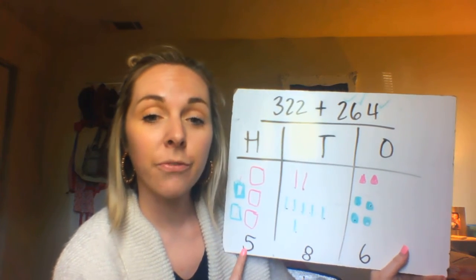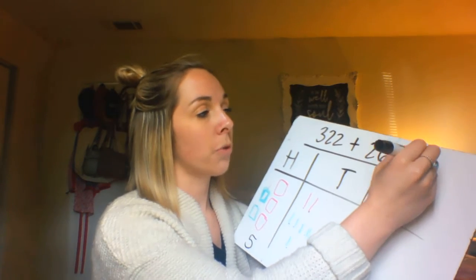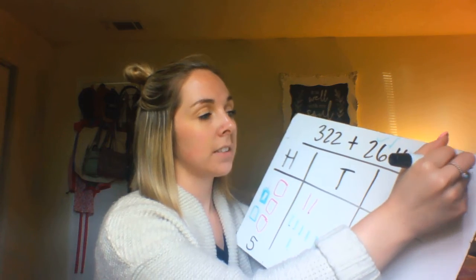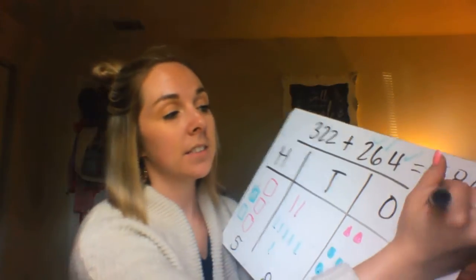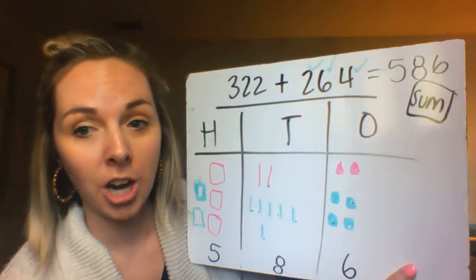So we found our sum. Together we can say it. It is 586. So 322 plus 264 equals 586. This is the sum. Y'all have done a fabulous job.